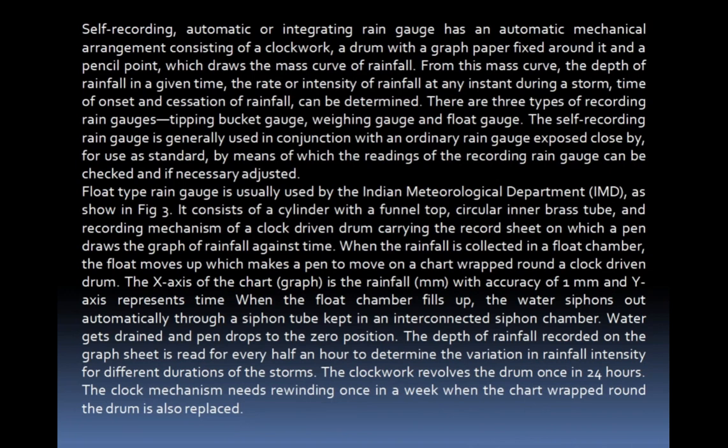The float type rain gauge is usually used by the Indian Meteorological Department, IMD, as shown in figure 3. It consists of a cylinder with a funnel top, a circular inner brass tube and a recording mechanism of a clock-driven drum carrying the record sheet on which a pen records. When the float chamber fills up, the water siphons out automatically through a siphon tube kept in the interconnected siphon chamber. The clock box revolves the drum once in 24 hours. The clock mechanism needs rewinding once in a week, when the chart wrapped around the drum is also replaced.